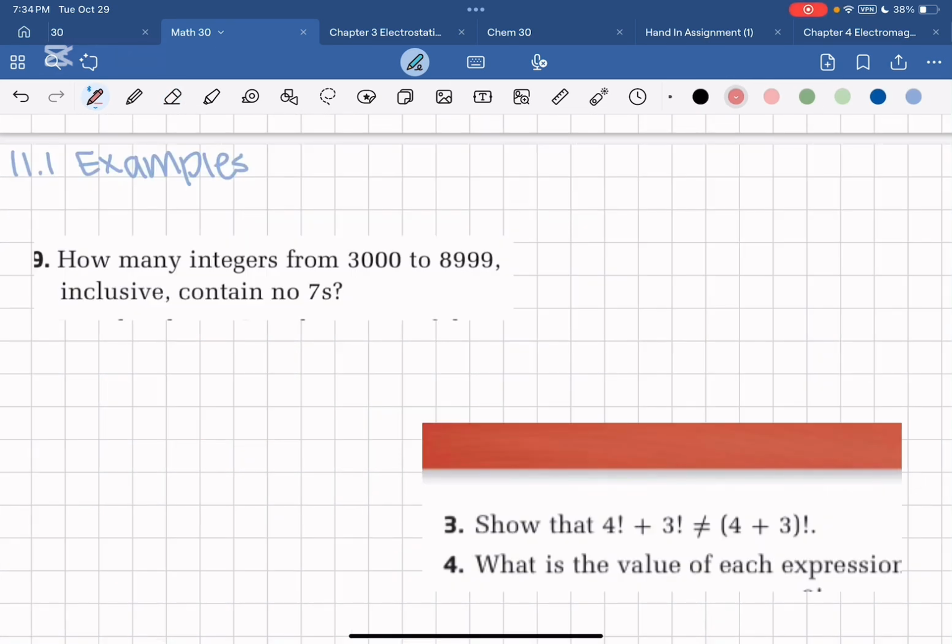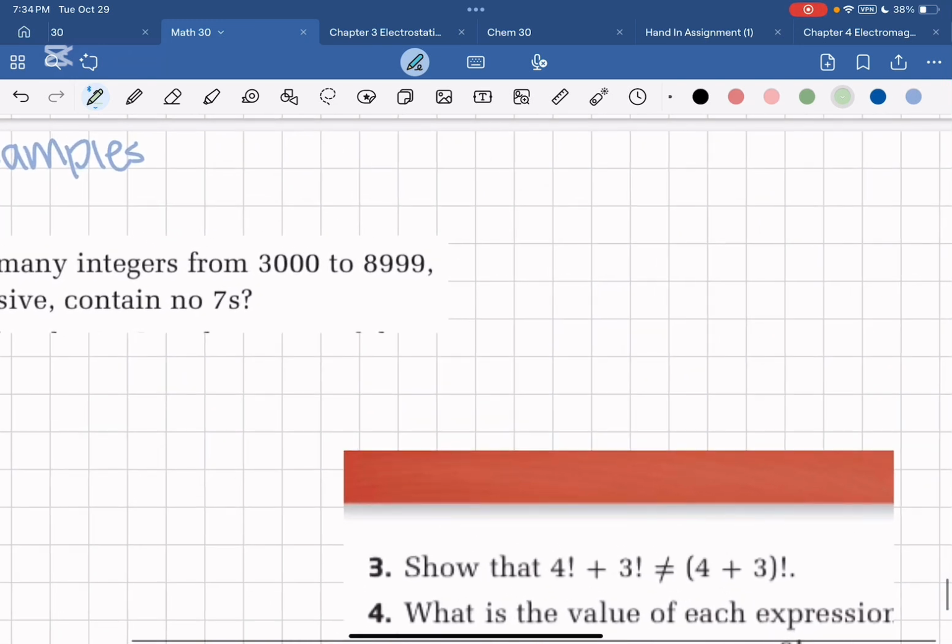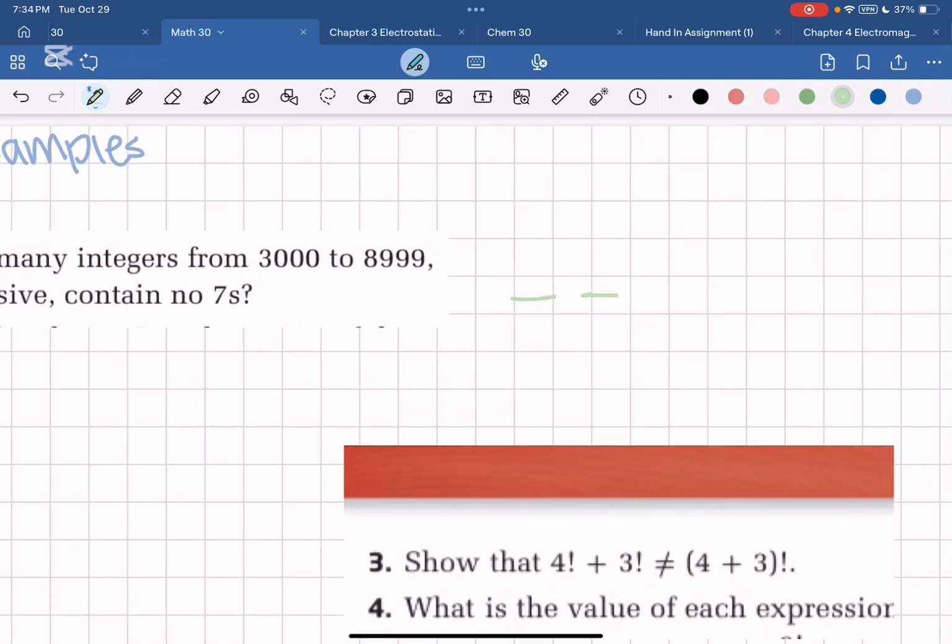Alright, this is the first example that we're going to deal with. Question 19 asks, how many integers from 3,000 to 8,999 contain no 7s? We're going to start this question off doing the method I showed you earlier, which was to create a spot and find out how many objects are possible in each spot.